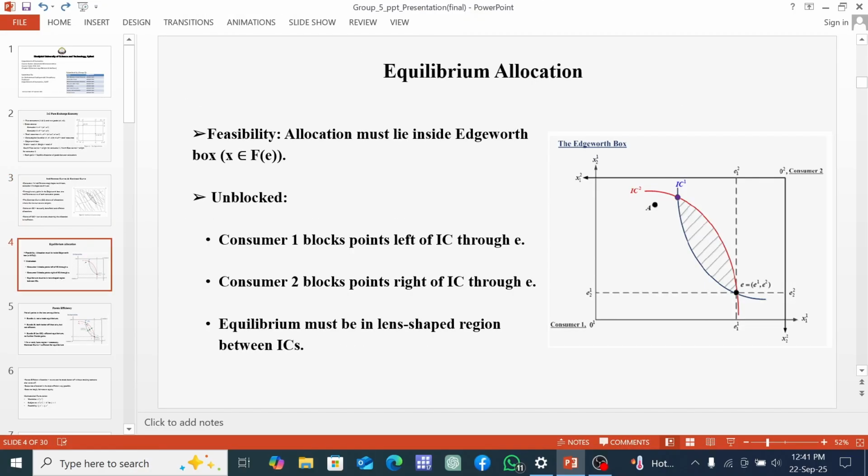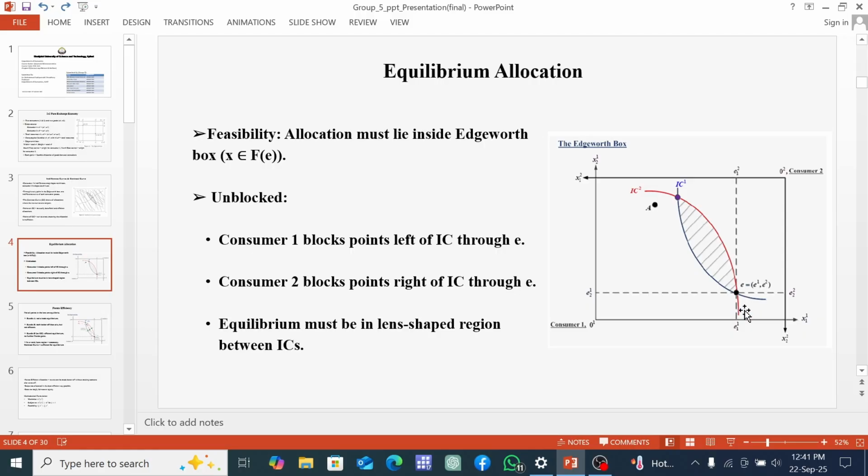Now we have several conditions for the equilibrium allocation. At first, the feasibility. Allocation must lie inside the Edgeworth box, right? So it is obvious that the equilibrium point must lie inside the Edgeworth box. Unblocked. Consumer 1 blocks points left on IC through E.